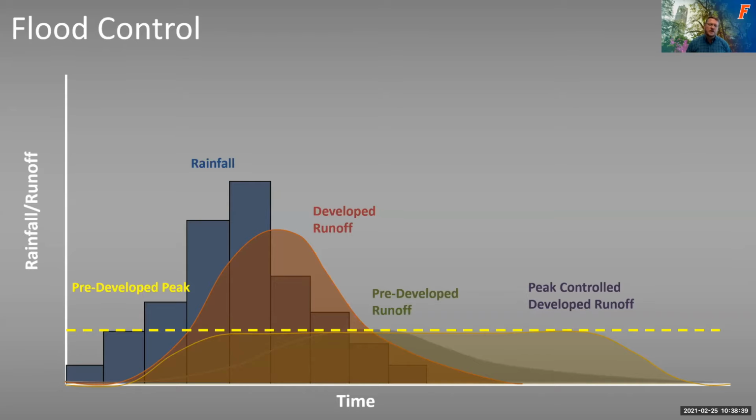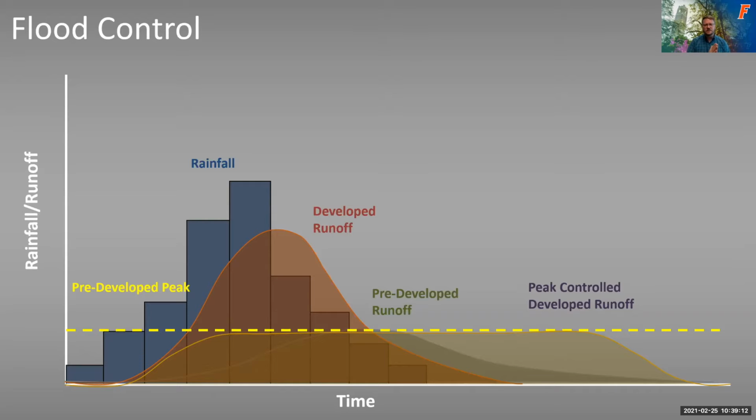And so this is the approach that's been taken across much of the state. We have back our rainfall event here. We have our developed runoff curve, but we've changed it a little bit. One of the design aspects is to capture that increased runoff and then slowly release it. We have our pre-developed runoff curve. We see the peak of that runoff from this rainstorm, and that's what this yellow dotted line is. That's our pre-developed rate of water running off of this watershed.